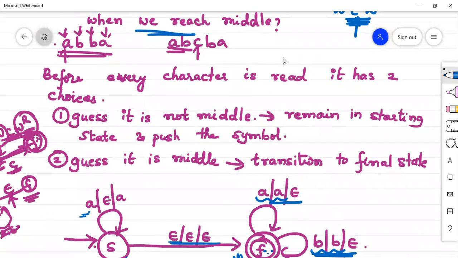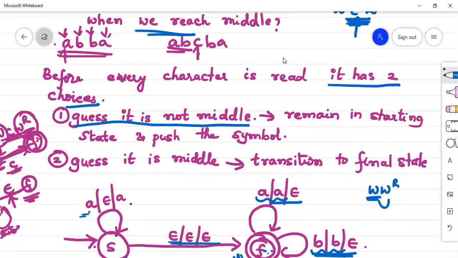Non-determinism means we take two paths. At every input, we make two choices. First, we'll guess it's not a middle, okay? And if it's not the middle, we'll remain in the state and push it. Because the palindrome works like that, isn't it? So this much should be pushed, and for every matching symbol afterwards, you should pop. So every time you think it's not a middle, you remain in the same state and push.